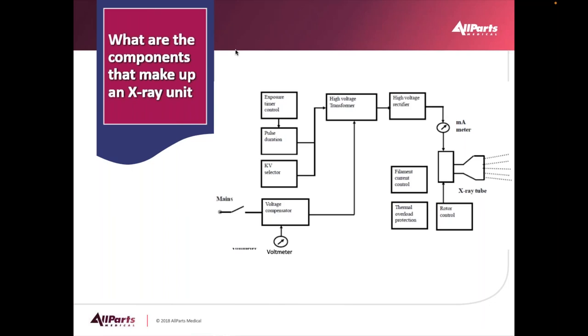We have to have thermal overload protection because 80% of the power that is generated is in the form of heat. So we don't want to burn up our X-ray tube, so we have to have some kind of circuitry that will shut that down. And then we have to have a rotor control, where there's a motor that's hooked up to an anode in there, and it rotates. The beam that comes off of those filaments can burn through that metal if it isn't rotating. So these are the basic components that are necessary in an X-ray machine.